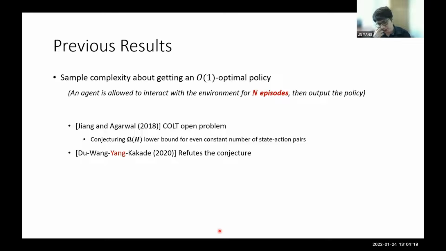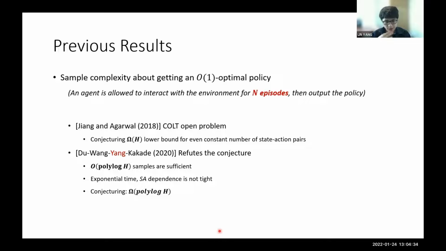Unfortunately, this is not true. Actually in 2020, me, Simon, Ruosong Wang, and Sham Kakade, we found that this is not true. So we proposed an algorithm that refutes this conjecture and shows that polylog dependence is sufficient, in the sense that you do not need to interact with the system for H episodes. You just interact with the system for polylog H episodes. That's sufficient for you to get a good policy.